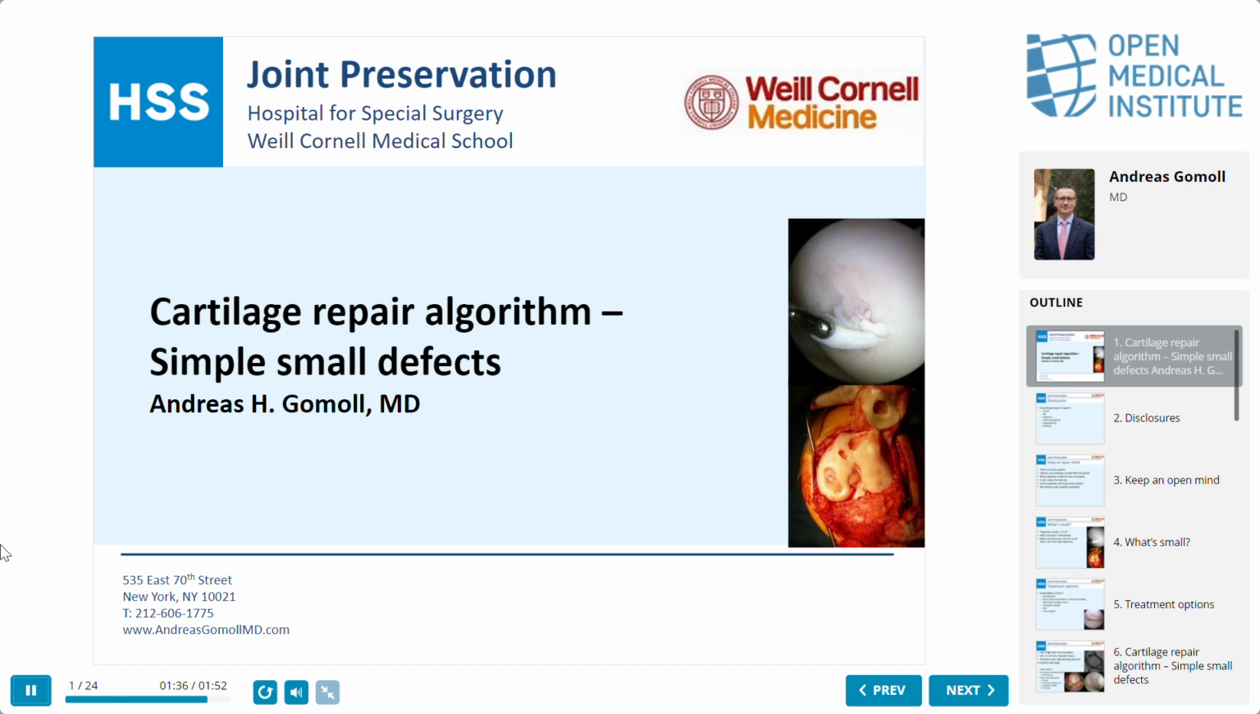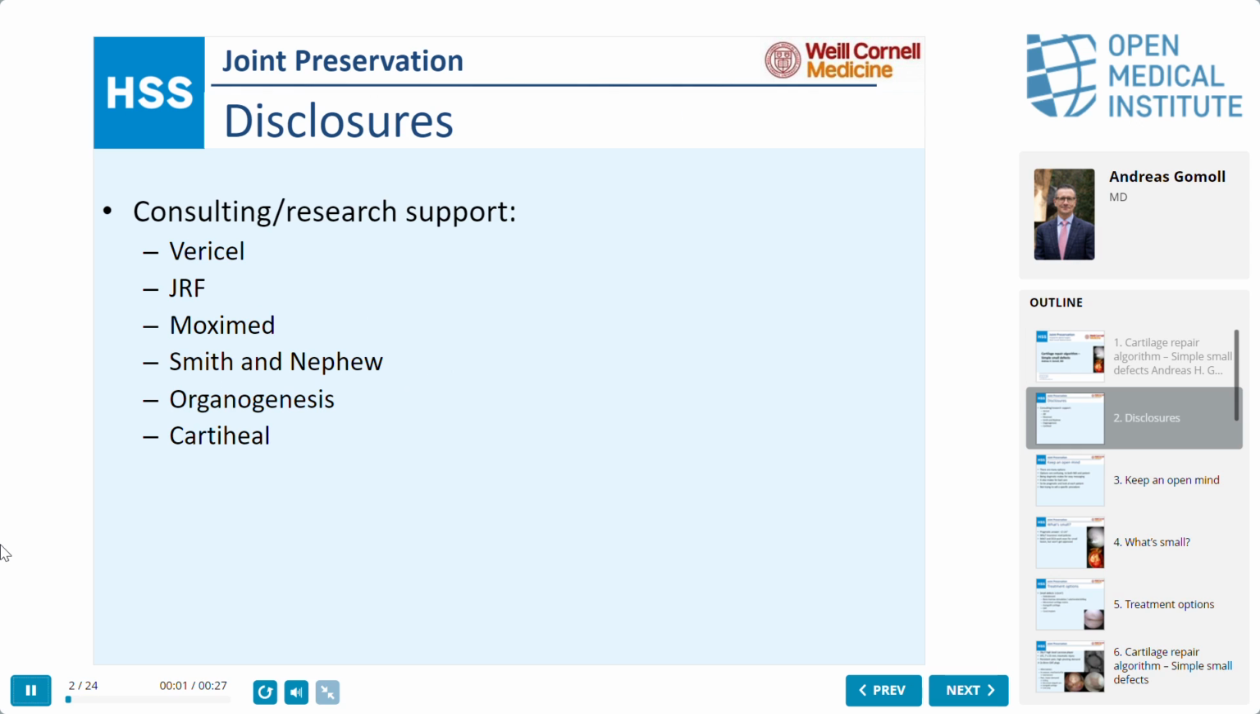So what are simple small defects? It's the one on the top right. It's not the knee on the bottom right, which was a woman in her mid-30s that just has cartilage defects everywhere. This is after debridement, but obviously we're not talking about simple defects as that.